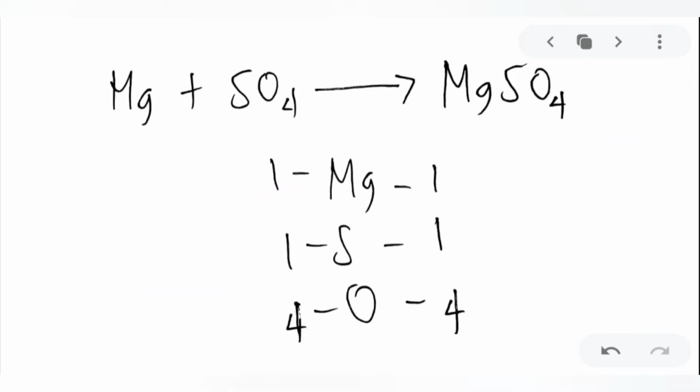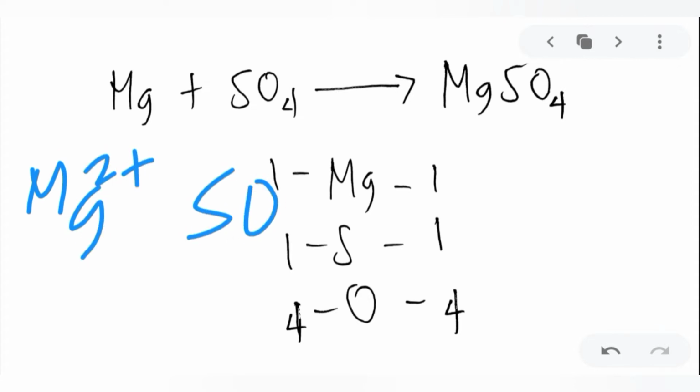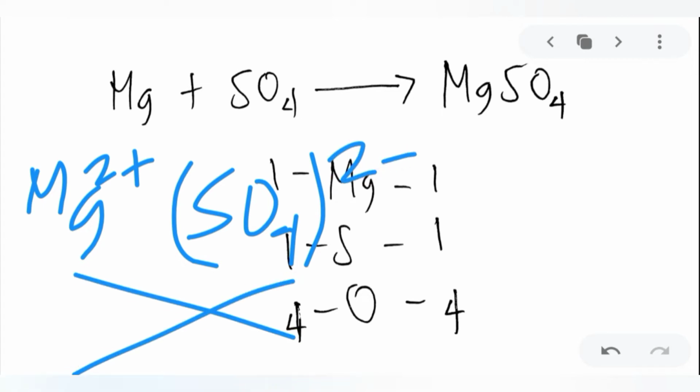Another example, I have here the reaction of magnesium and sulfate. So the reaction will yield magnesium sulfate. Why? Because the magnesium here has a 2+ charge, and sulfate has a 2- charge. So interchange, that will be Mg2(SO4)2. So cancel the charges, and you will have this product here.